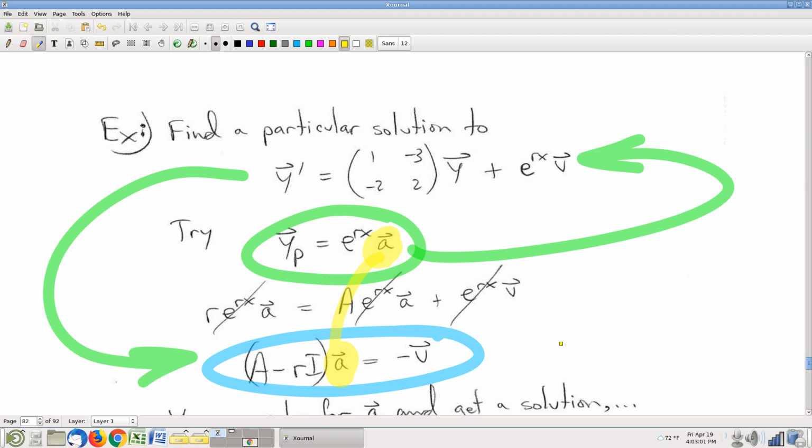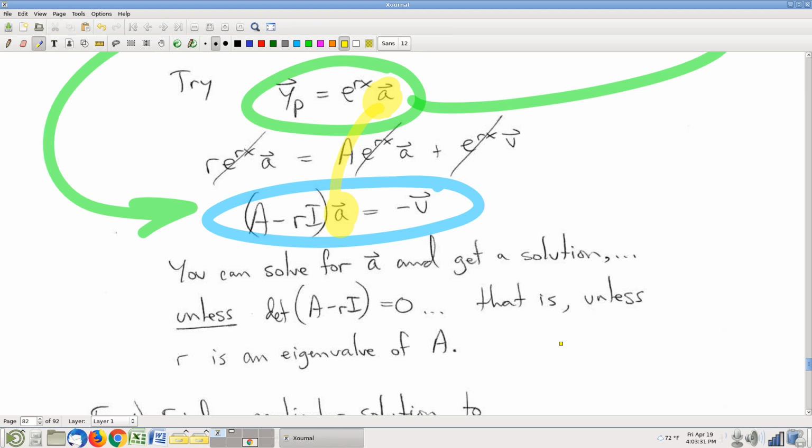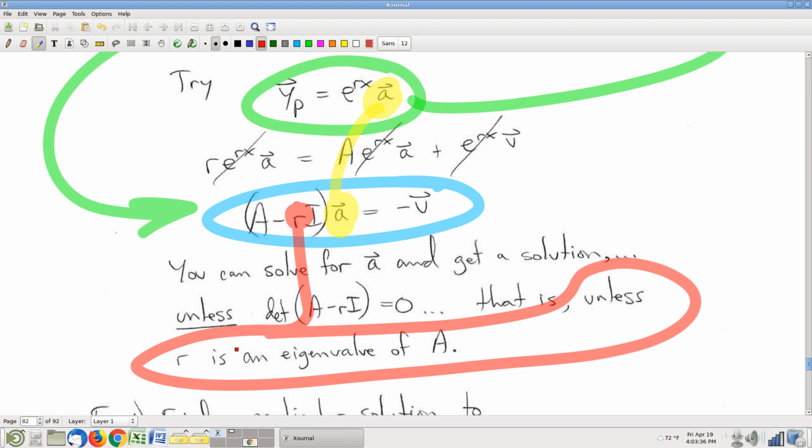And again, there's a risk that it won't, because there is a risk that A minus Ri, this matrix that you have to solve through, is not invertible. So that's a possibility, and you've got to worry about that. But, by the way, here's another way to say that. Under what circumstances would A minus Ri not be invertible? Well, that would mean that A minus Ri is singular, which means R is an eigenvalue. That's weird. So the worry is that R might be an eigenvalue.